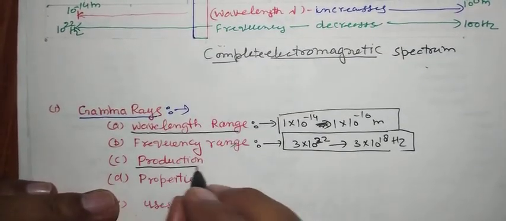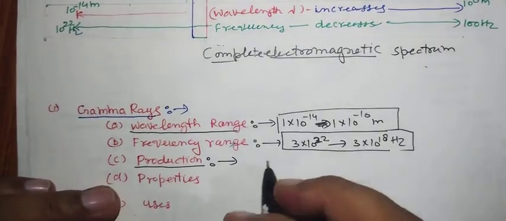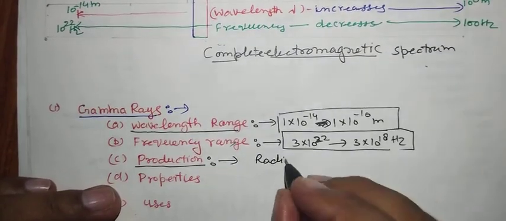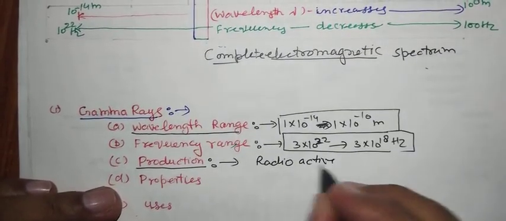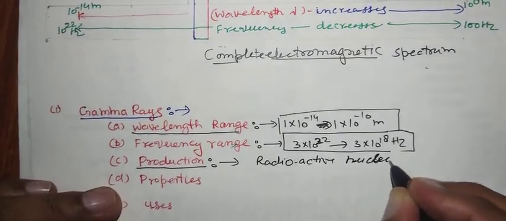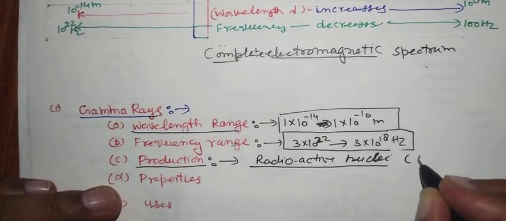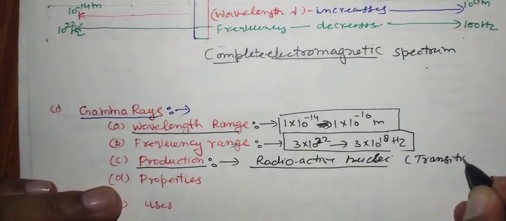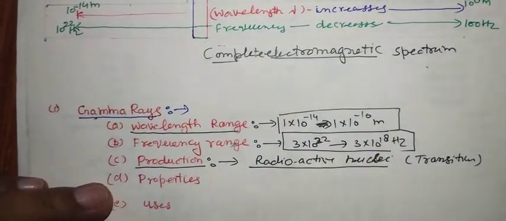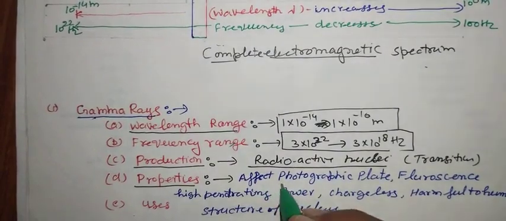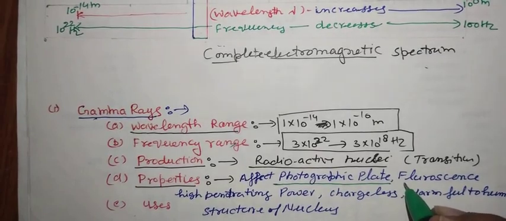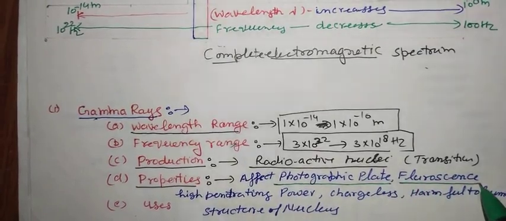See how it is produced. Gamma rays are produced by radioactive nuclei. The transition of gamma rays comes from radioactive nuclei. The properties: it affects the photographic plate. When it strikes any object, it emits fluorescence light.